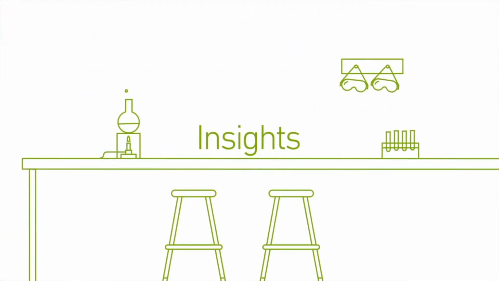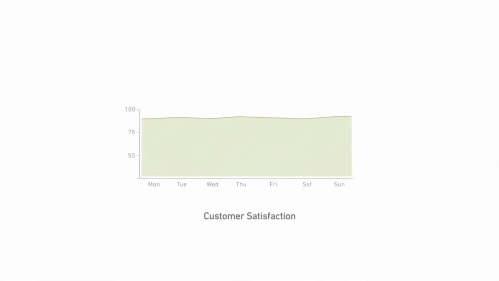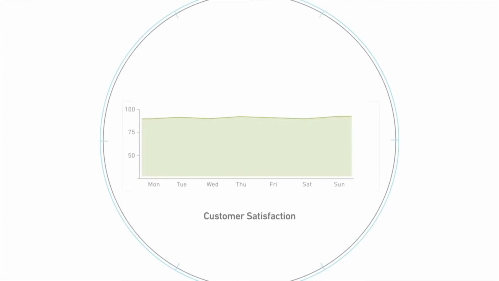That's why Zendesk built Insights. It's like a science lab for your data. You can examine, magnify, measure, and combine it in ways that produce insights that you can act on. Let's look at that chart again. First, Insights can show us customer satisfaction in much more detail. For instance, drilling down to see it by individual customer segments.